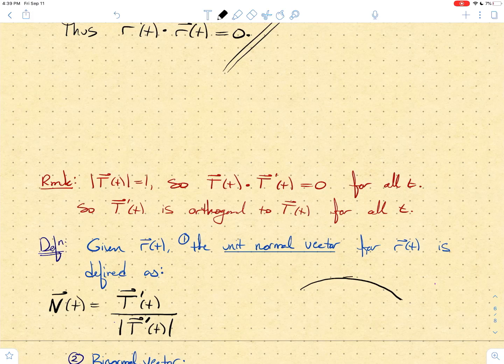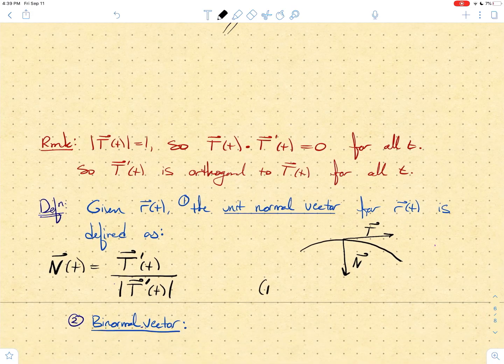Here's your tangent vector, and so you know that this unit normal vector is made up of T prime divided by its length. So it's orthogonal to this. Here's T. T prime is orthogonal. Which way does it point? Does it point this way or this way? The idea is that the normal vector always points into the curve. It's going to lean into the curve, so it's going to point this way. Here's that normal vector N pointing into the curve.